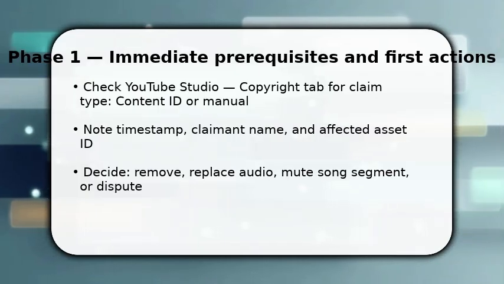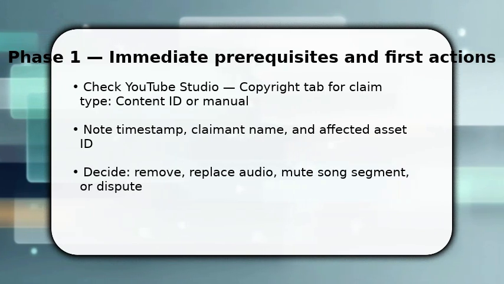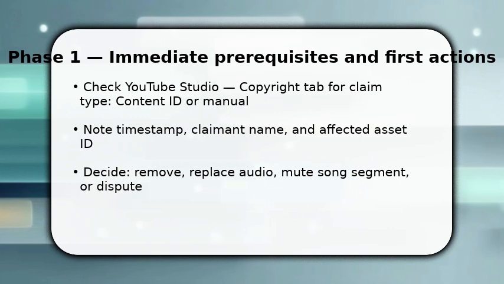You start by opening YouTube Studio and going straight to copyright. Look at the exact claim type and who claimed it. Once you see timestamps and the asset ID, write them down. This is the evidence you will reference.